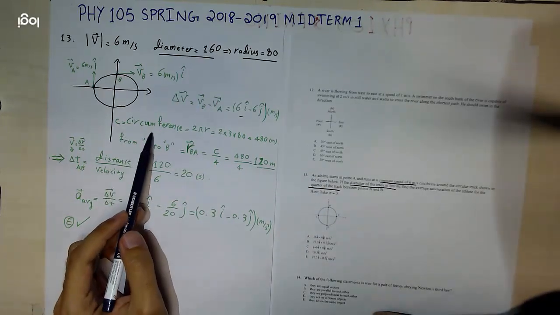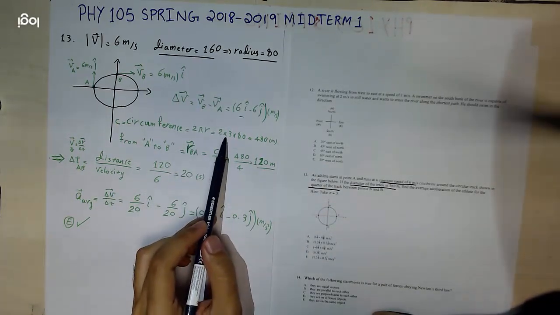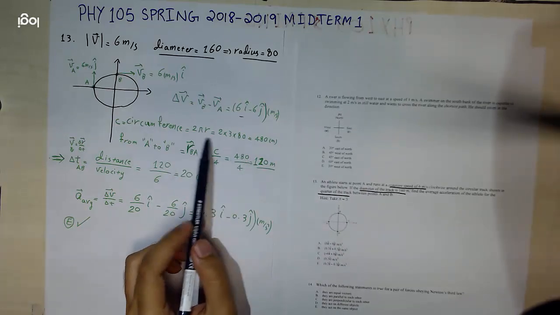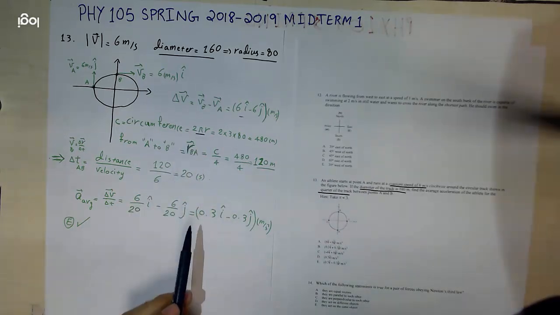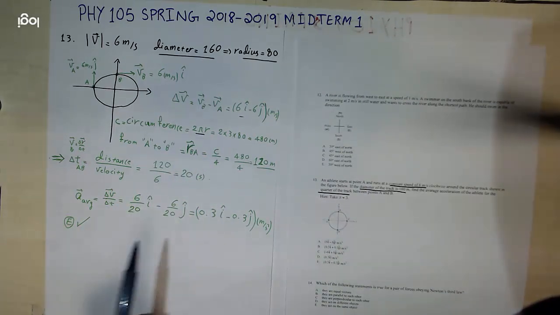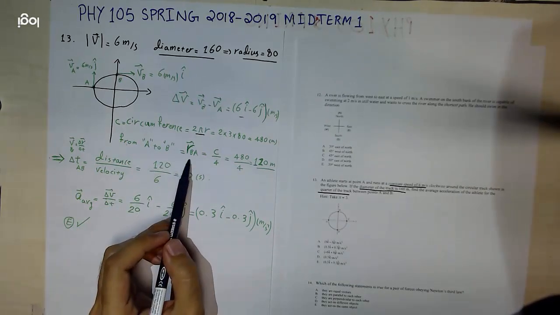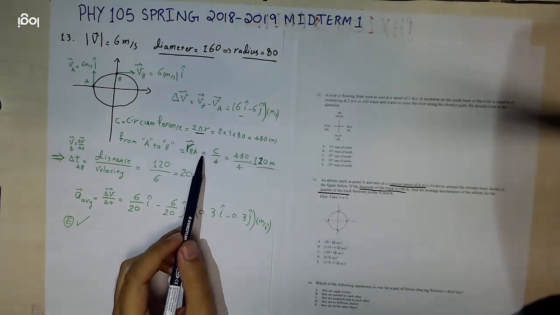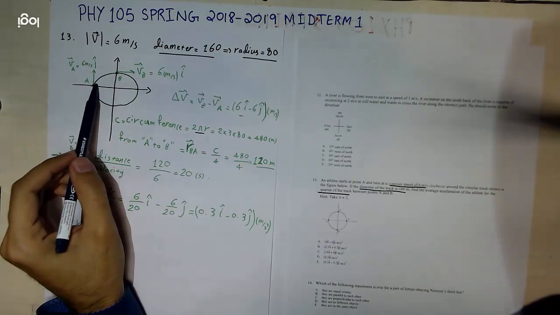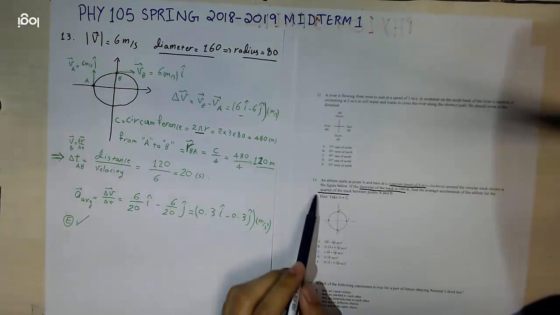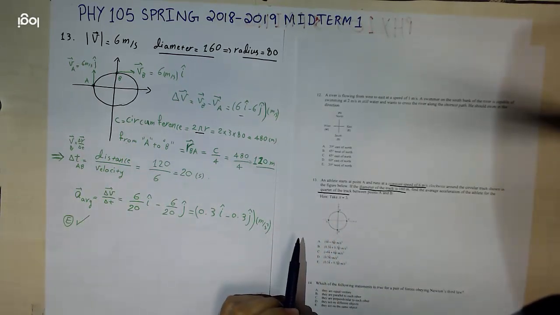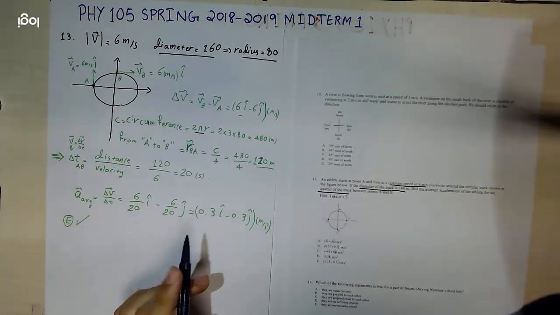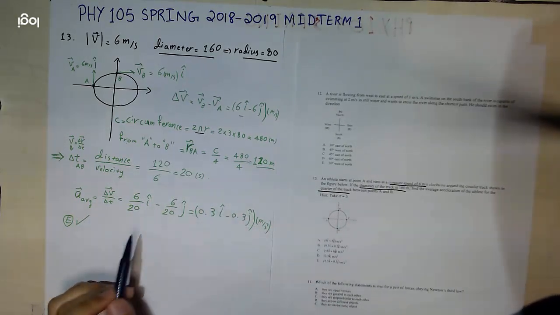Here circumference is equal to 2 pi r, which is equal to 2 times 3 times the radius, and in the question pi is given as 3. From A to B is equal to RBA. So the RBA, as you can see, and I mention please be careful about this point, quarter of the track, which is equal to 120.